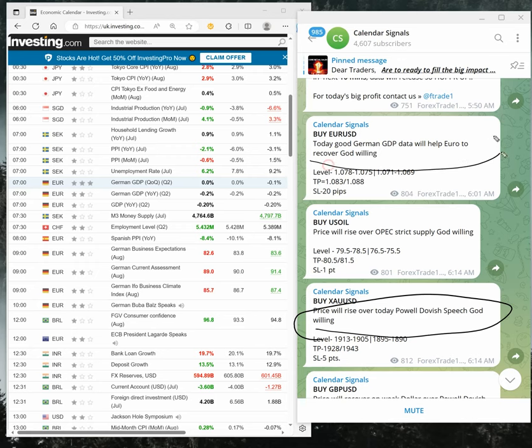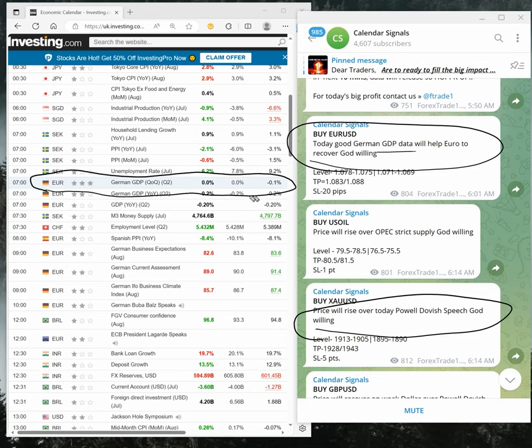For euro, here is the German GDP data. We predicted it would be positive, and you see here is the data. Previous was minus 0.1%, and actual is 0%. So compared to the previous, it has improved. German GDP is improved. So that was our prediction. Today's good German GDP data will help euro to recover, God willing.